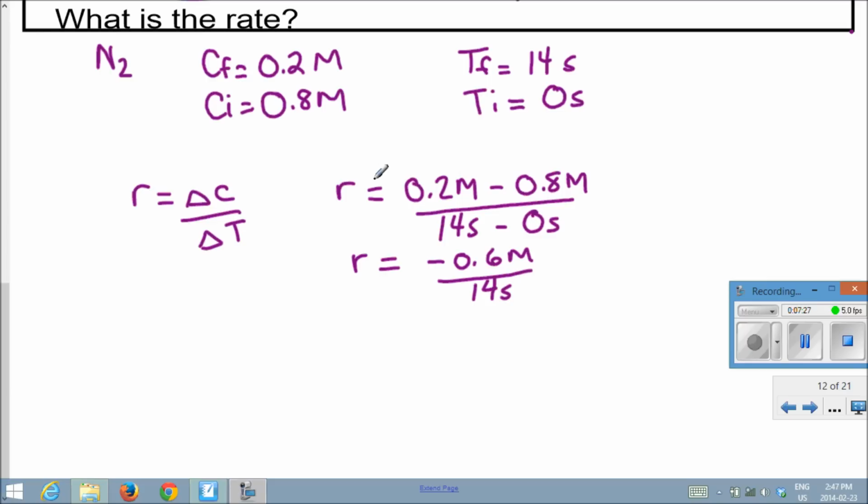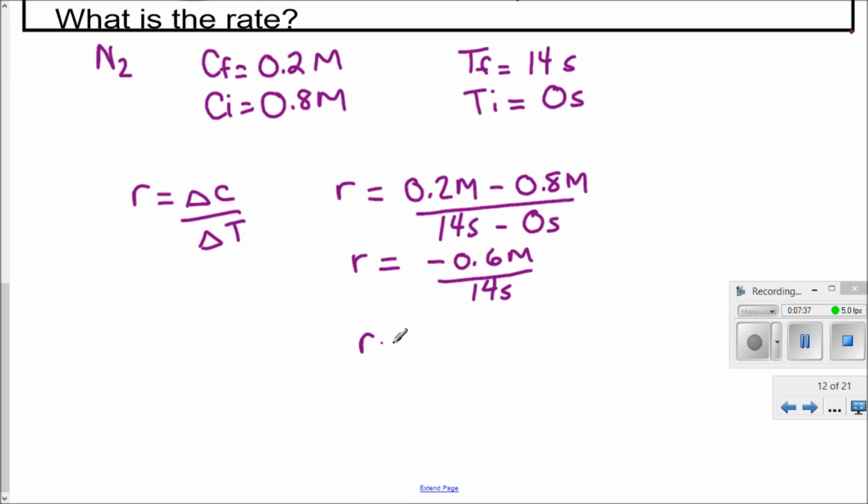Okay, so I've plugged my numbers in. We have 0.2 moles minus 0.8, over 14 minus 0. The answer to that is negative 0.6 divided by 14 seconds. So therefore, our rate when we calculate it is 0.043 moles per liter per second. Now, technically, guys, I think I have one significant digit here and two, so really it should just be 0.04 for significant digits. Let's just keep that in mind. Remember, M means moles per liter, and the S means seconds.